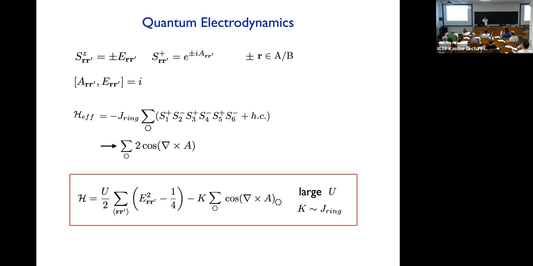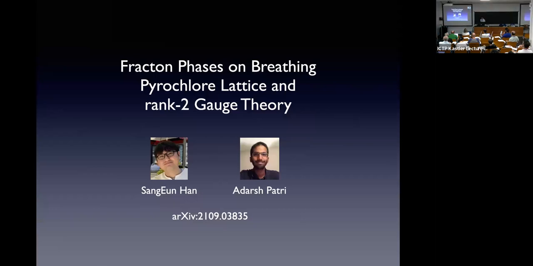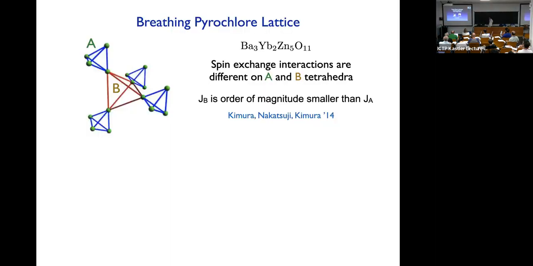Okay, so having said that, now I'm going to move to the more complex object, the new kid in town. In order to realize this, we are going to use what we call the breathing pyrochlore lattice. In fact, a material like this exists, namely one where the size of the tetrahedra on the A and B sublattices of the dual diamond lattice are different. So naturally, the exchange interaction on the A tetrahedron is bigger than the exchange interaction on the B tetrahedron.